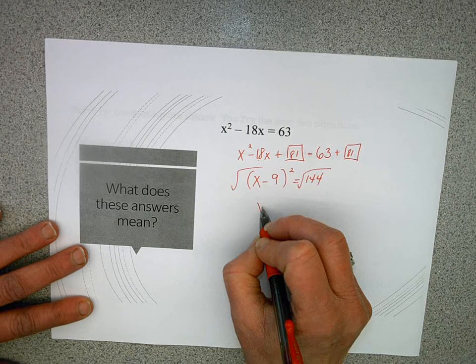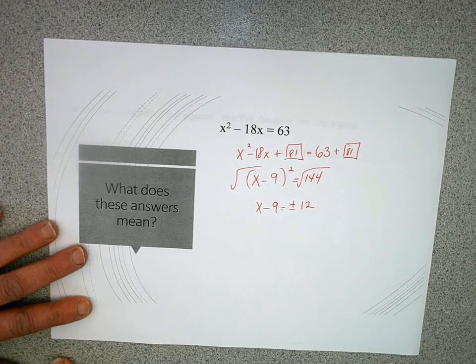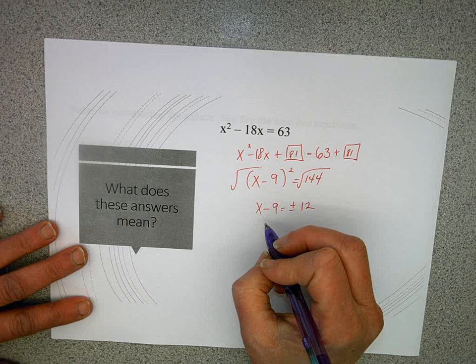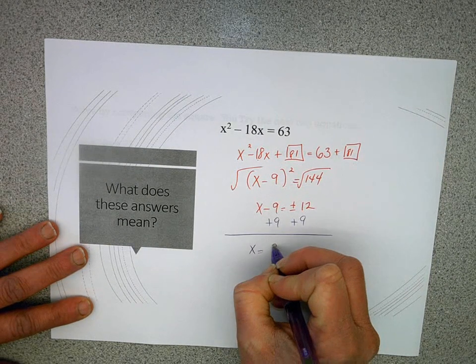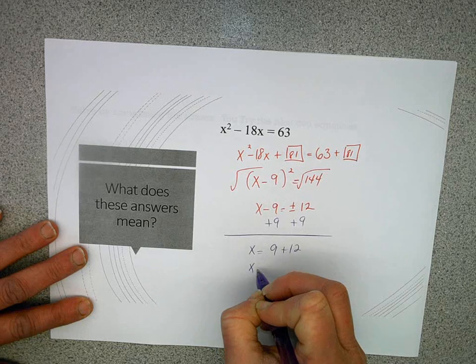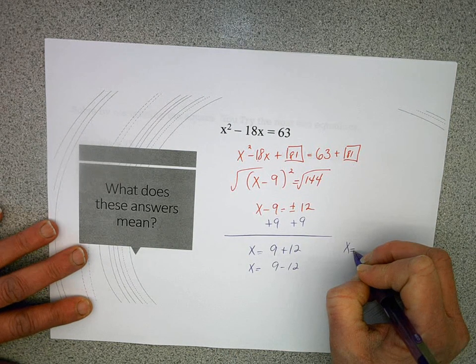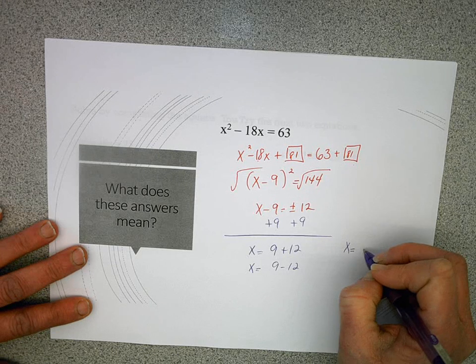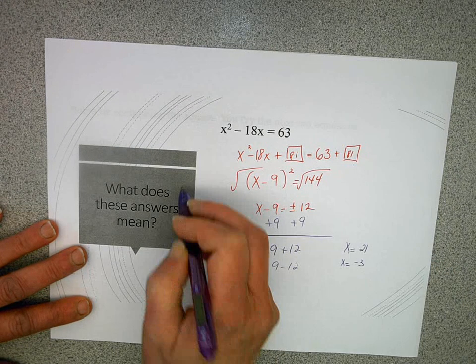So x minus 9 equals plus or minus 12, no radical. Then we're going to add 12, or I'm sorry, add 9. X equals 9 plus 12, and x equals 9 minus 12. You have to figure out both answers. So we get 21 and negative 3. So what does that answer mean?